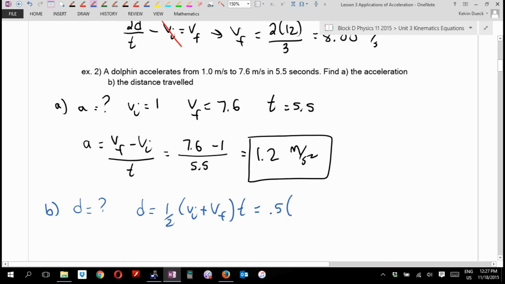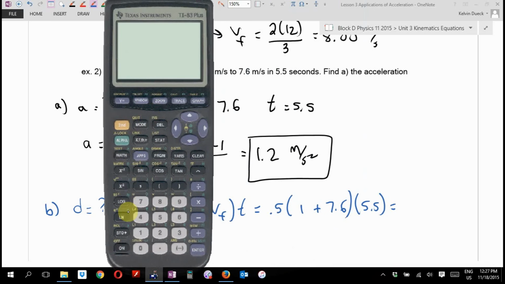0.5. 1 plus 7.6 times 5.5. You with me, Ty? You're good? You're not foolishly on your phone or anything like that? Okay. Your head was down for a while. No, it was your calculator.